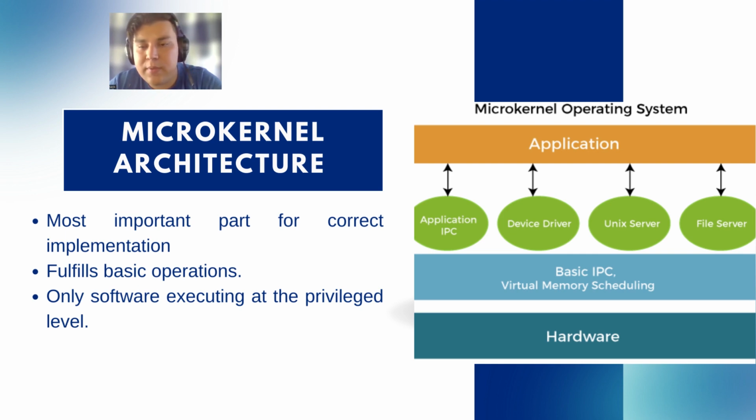Microkernel operating system. Most important part for correct implementation, fulfills basic operations, only software executing at the privileged level. As you can see in the picture, in the blue rectangle is the hardware above basic IPC. The green circles are the application, driver, Unix server, and file server. In the orange rectangle is the application.